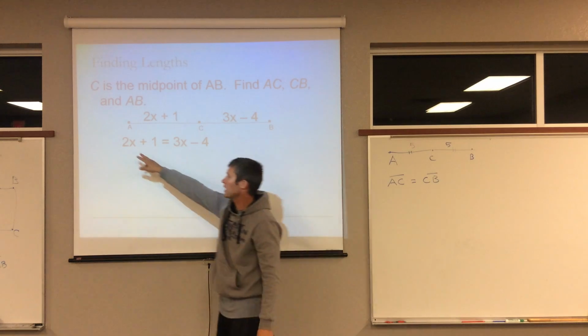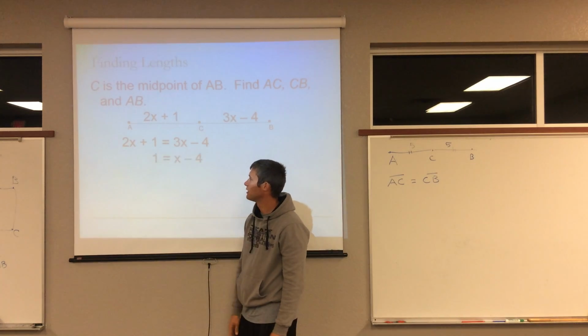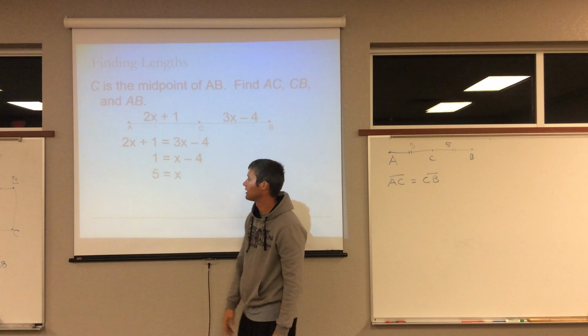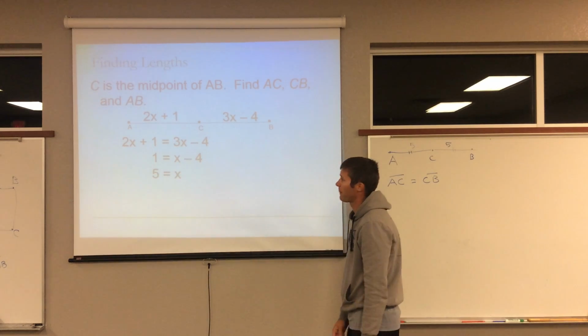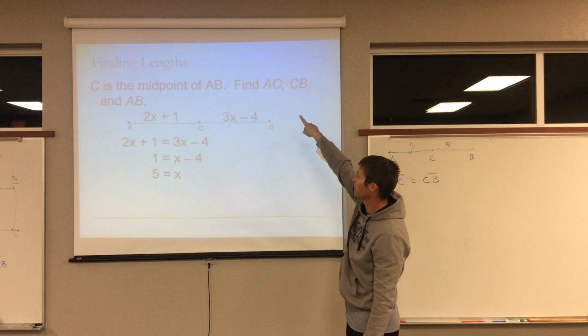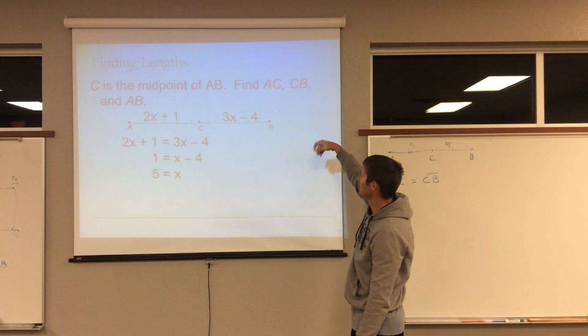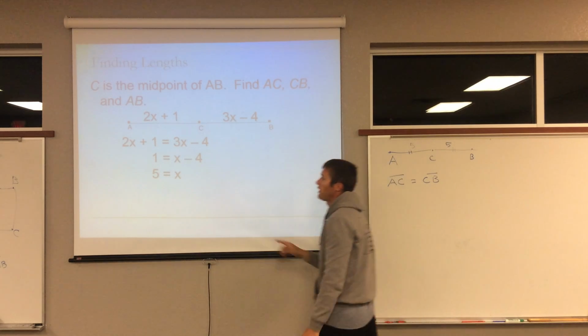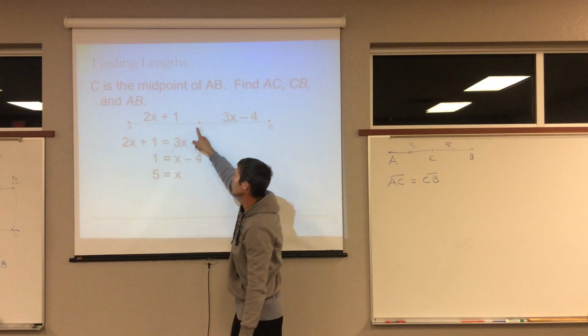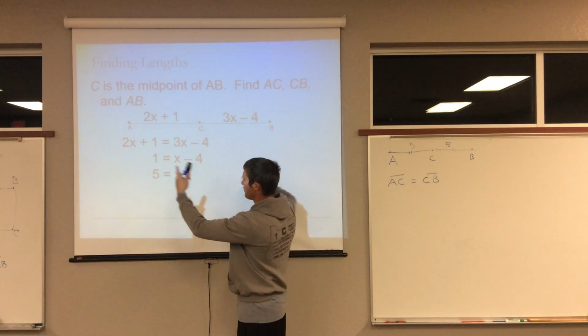Now we go ahead and subtract 2x from either side. Then add 4. X is equal to 5. If it said find, now if you look, it says find out what AC, CB, and AB are. So find out what is this distance from here to here, and here to here. And then tell me what the whole distance is.